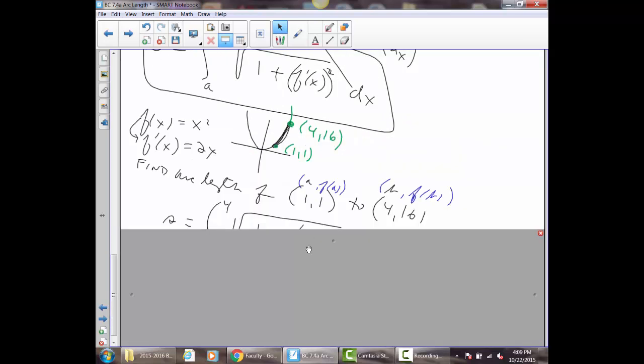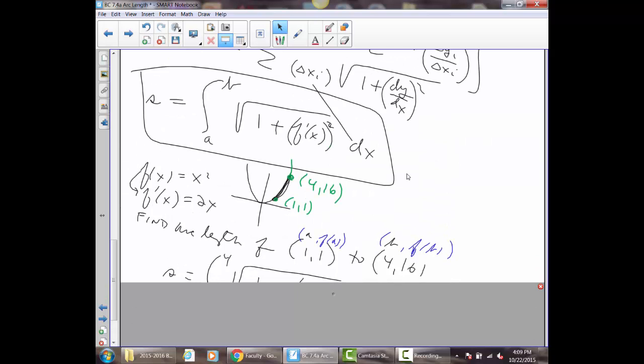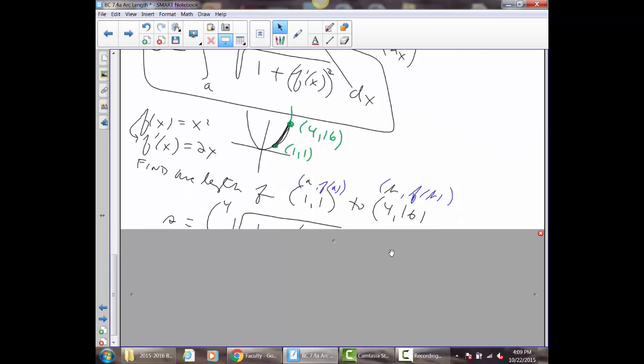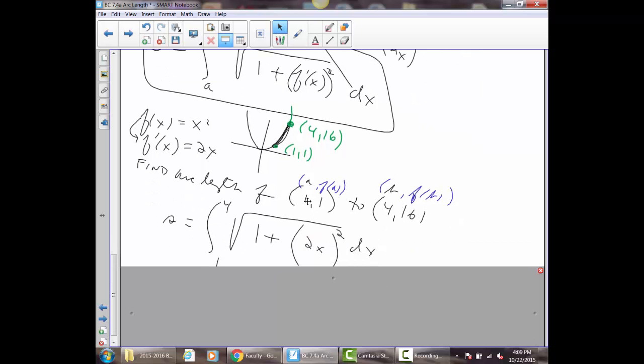Okay, so here's an example. It is just a formula that you have to memorize. As an example, let's take the parabola f of x equals x squared, and you want to find the arc length, let's say from the point (1, 1) to the point (4, 16). So how long is that curved region right there? That would be our a, our f of a, our b, our f of b.